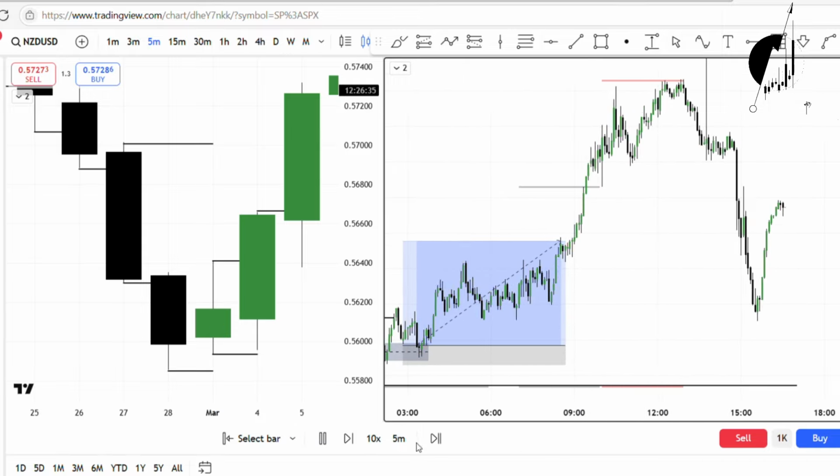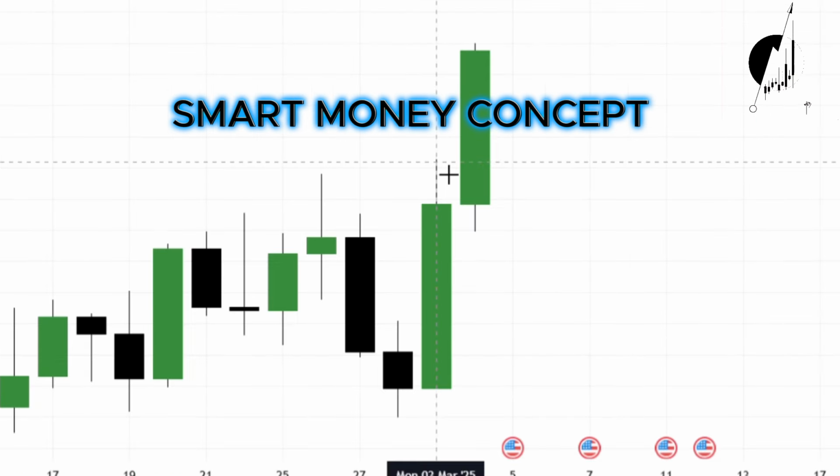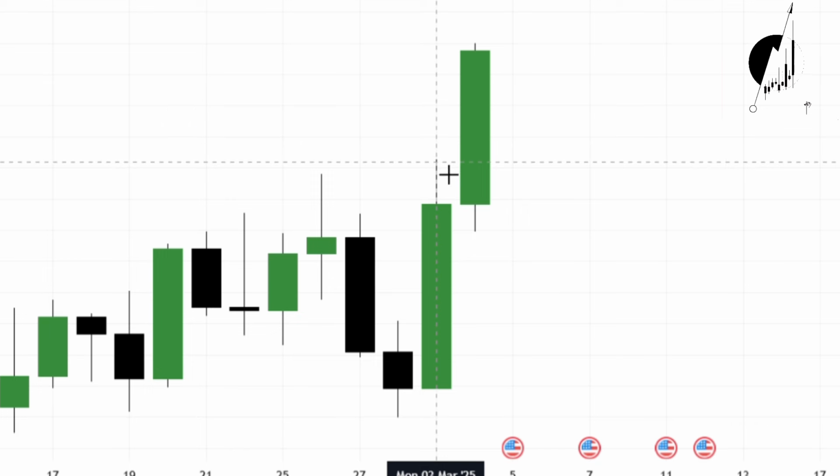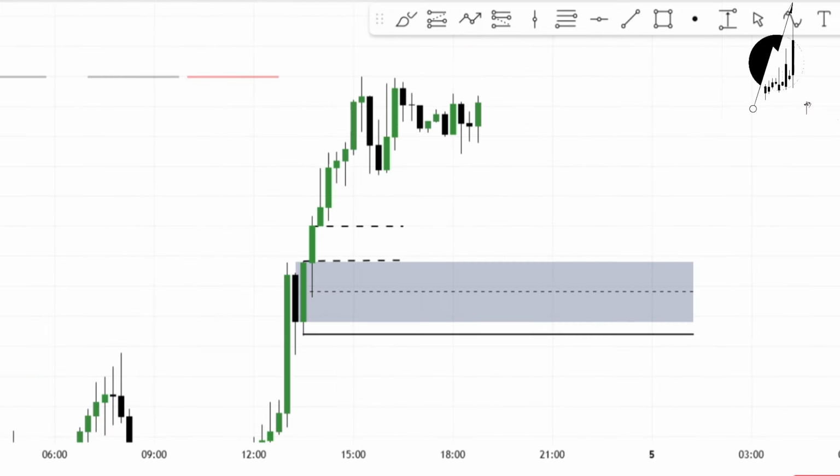This strategy can also be applied with smart money concepts for a high probability trade. Let's check it out. Here in daily time frame, this candle closed above, signaling that price intends to trade higher the next day. So we move into a lower time frame.